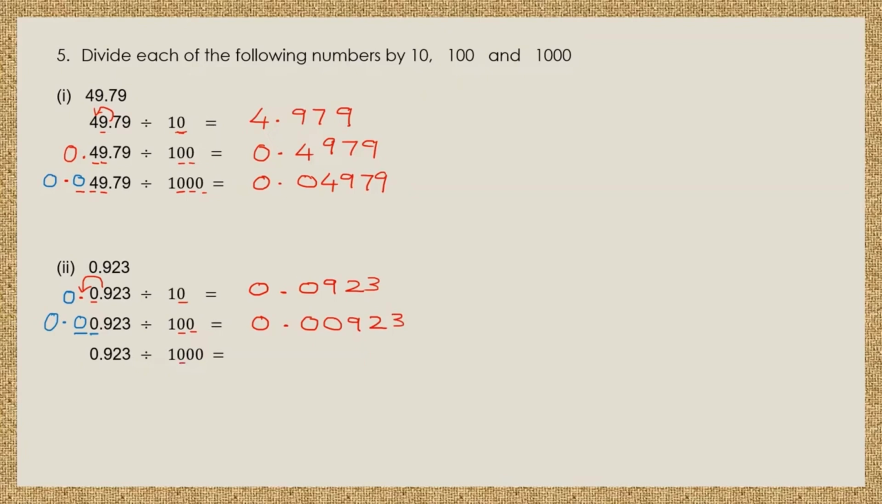Next one, division by 1000, 3 zeros, so 3 places to the left, 1, 2, 3, and then I put my point, 0 before that, and fill in these with zeros. So my final answer is 0.000923.